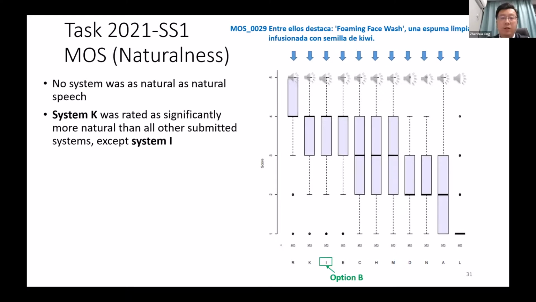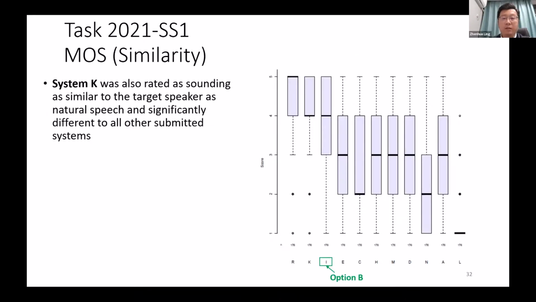Okay, in the naturalness evaluation, no system was as natural as the natural speech, and system K was rated as significantly more natural than all other submitted systems except system I. For the similarity evaluation, system K was also rated as similar to the target speaker as natural speech, and it is significantly different to all other submitted systems.